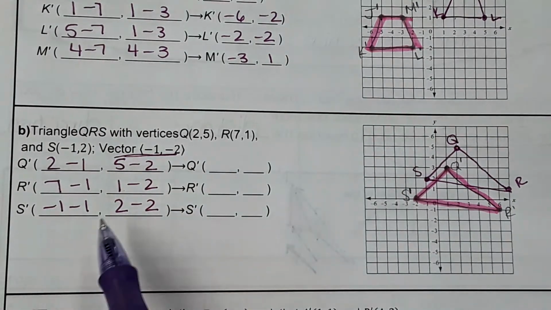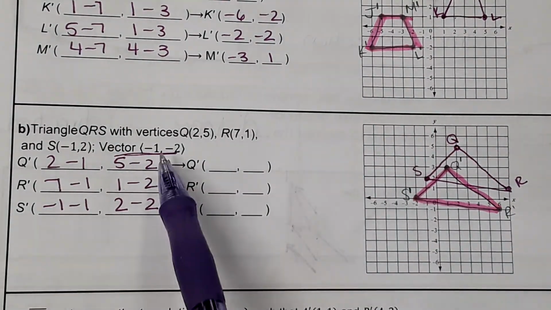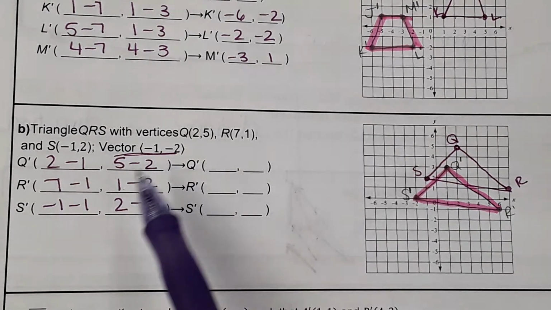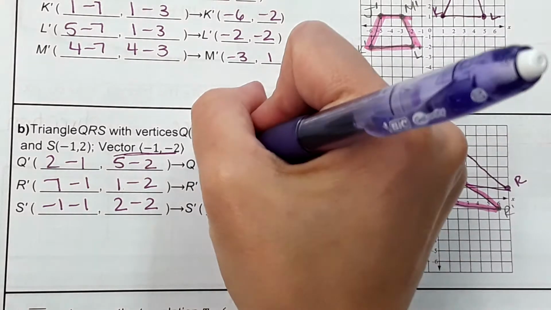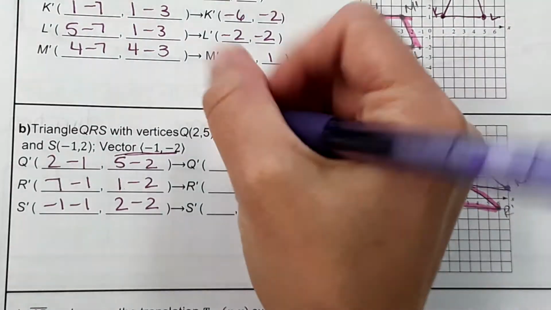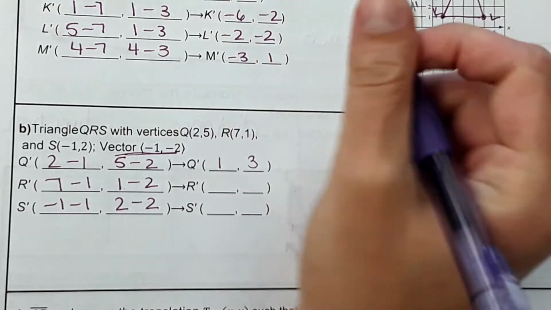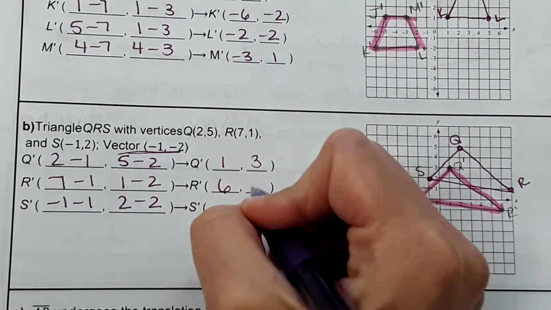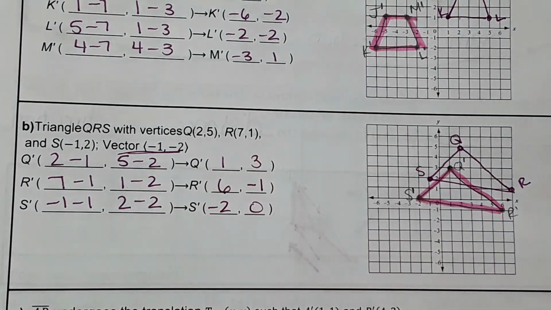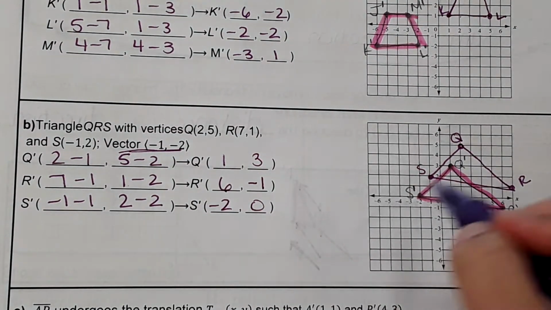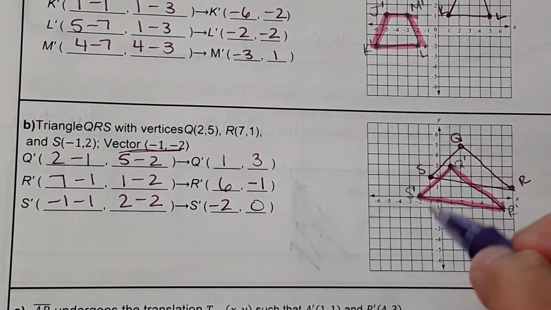Somebody asked if it's always subtraction. The only reason why we're doing subtraction is because these are negative. If they were positive, you would be adding. And then just check to make sure that your points are in the right spot.